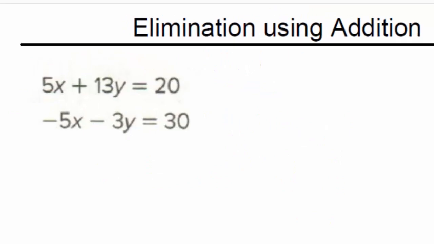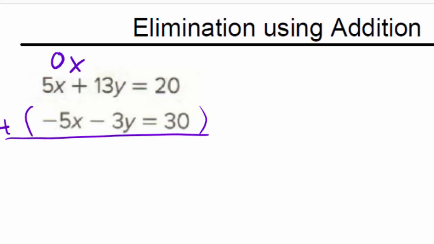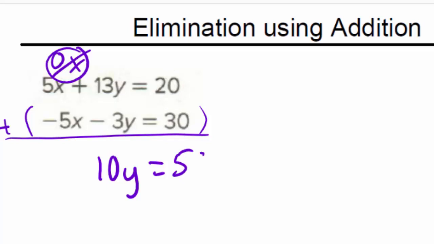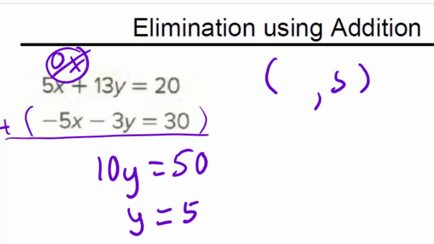Okay, for our next example here, we'll notice that the x values over here have a 5 and a negative 5, so I can eliminate them by adding together the two equations. So add together, 5 plus negative 5 is 0x, that drops out of the problem. And then the 13y plus the negative 3y is going to give us a 10y, that's going to equal. And then over here we have 20 plus 30, which is 50. When we divide out here by 10, y ends up equaling 5. So half of our solution is 5.